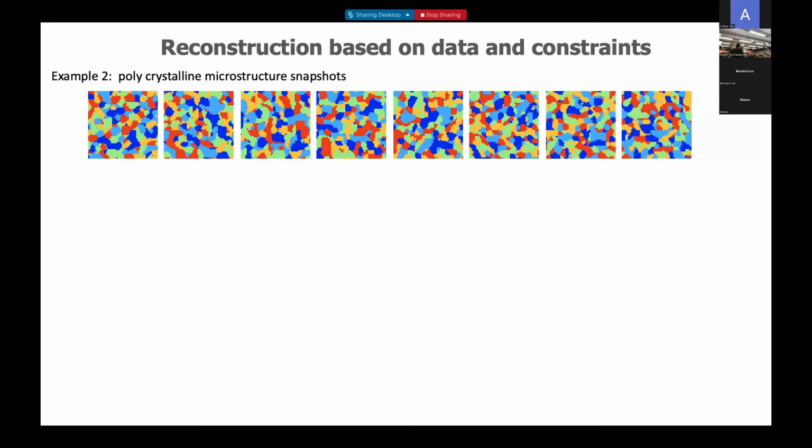Then we took it one step further, and this is a more complicated problem of, can I generate polycrystalline microstructures that satisfy some statistics, right? The statistics here are, what is my grain size distribution, what are the sizes of the grains distributed here, as well as the grain orientation. Each color represents atoms that are oriented in a certain direction, so it should satisfy a certain grain size distribution and grain orientation distribution.